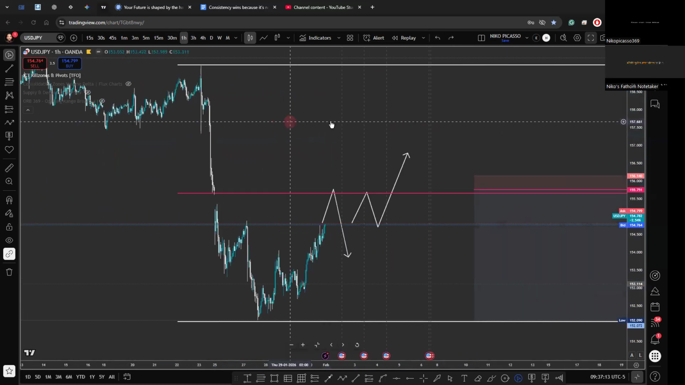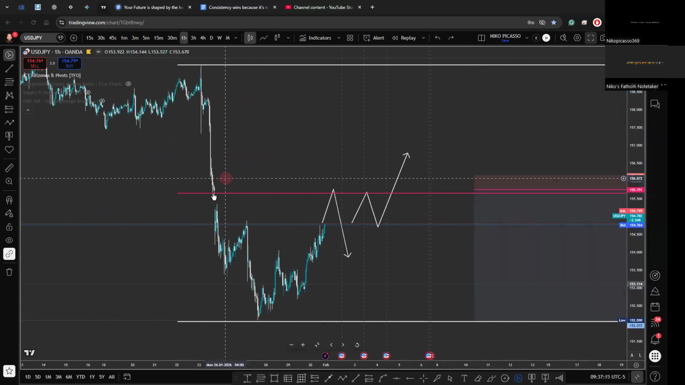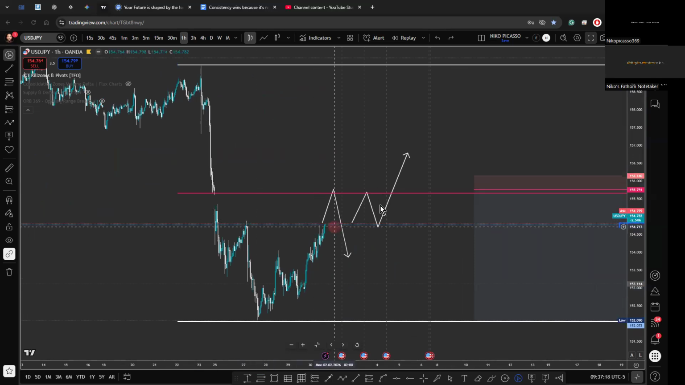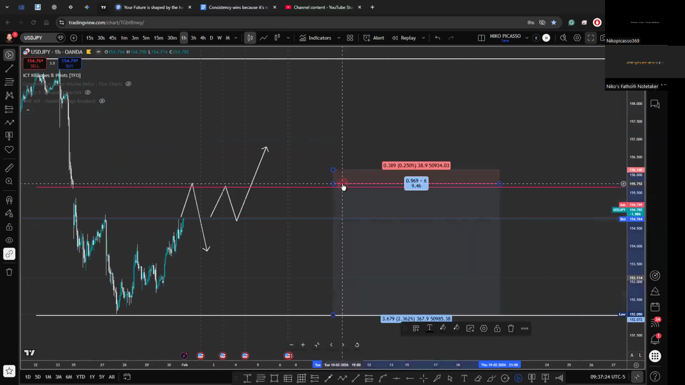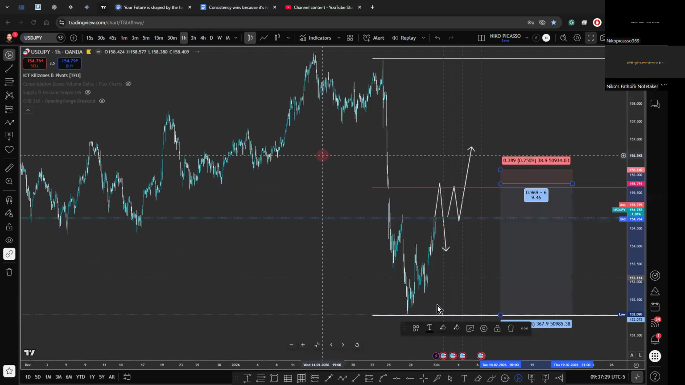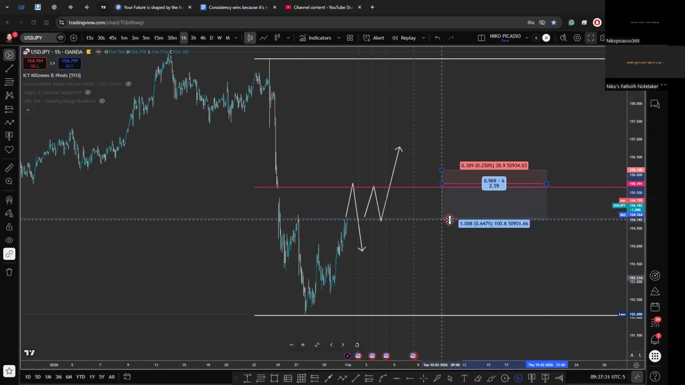On the lower time frame, we have a gap to be filled here. There's this, all this. So yeah, it's very potentially this area here of interest. So I would say look for sell opportunity around this price. And then first TP target should be around here.